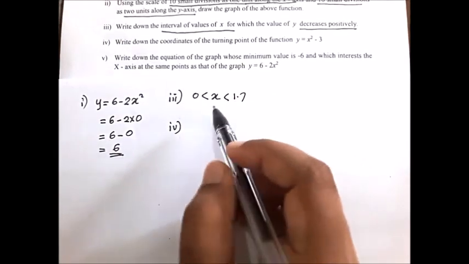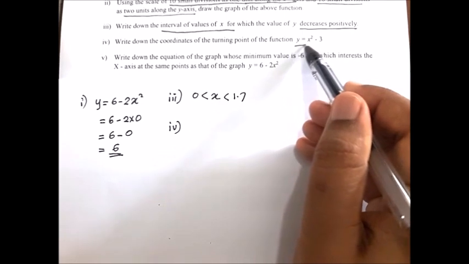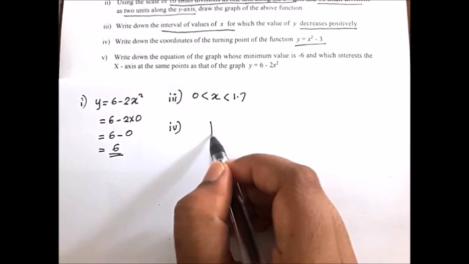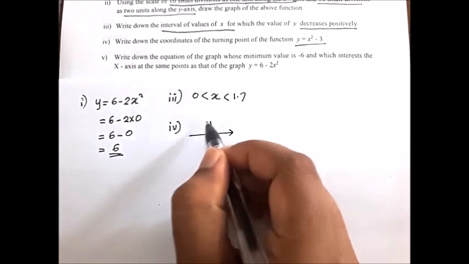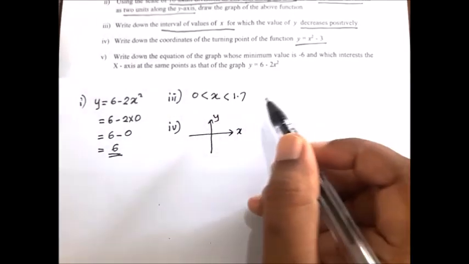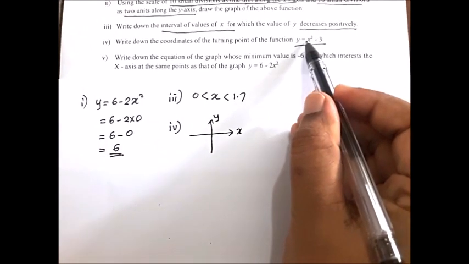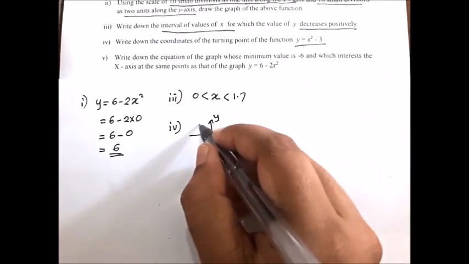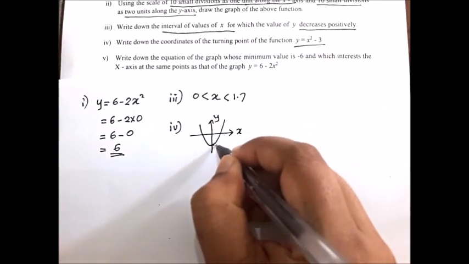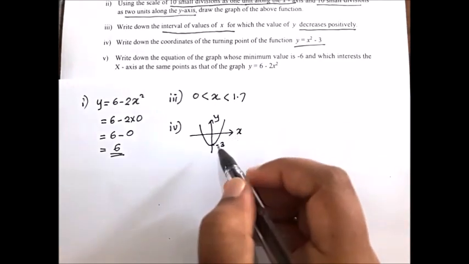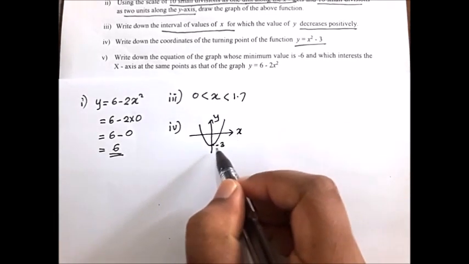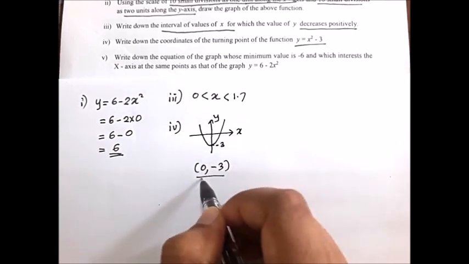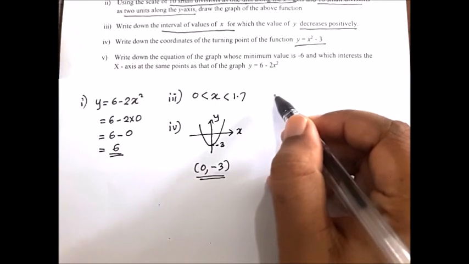Fourth one, write down the coordinates of the turning point of the function y equals x squared minus 3. Now I am going to draw a rough sketch of this equation. If the coefficient is positive, it has a minimum value and the minimum value is minus 3. This is the rough sketch for the graph. And you have to write the coordinates of the minimum point. Here coordinates is 0, minus 3. This is the answer. Now look at fifth part.